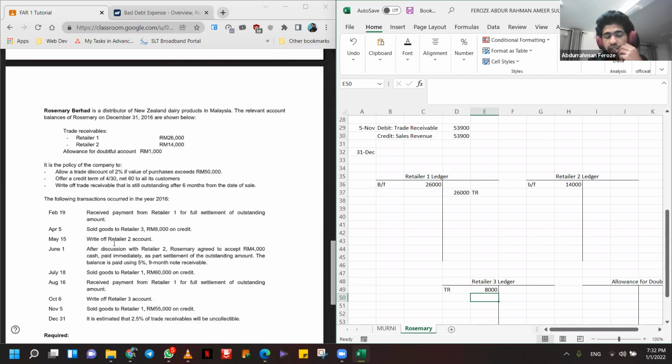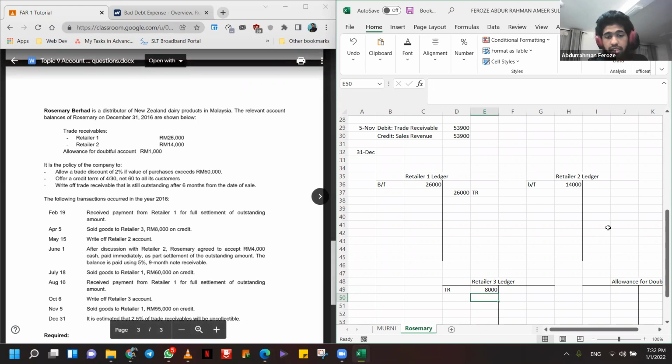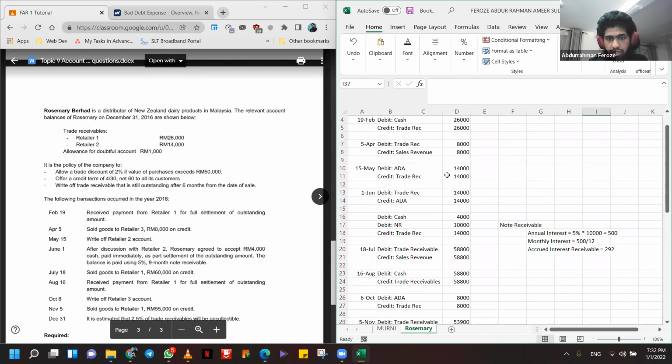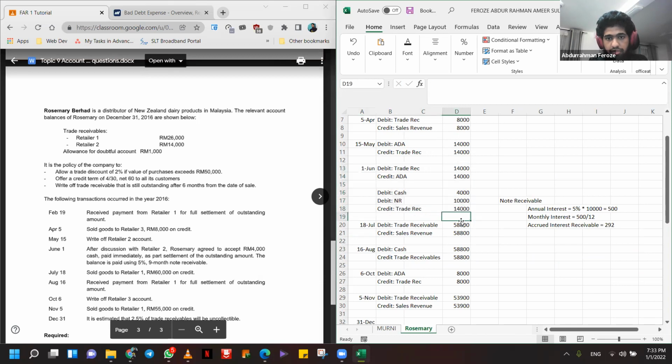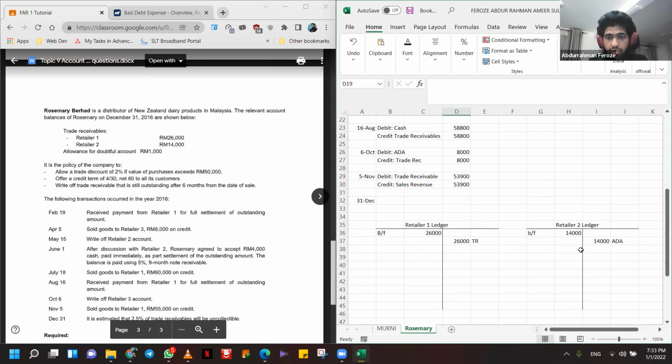On May 15th we write off retailer 2 account. When writing it off, as shown here, we debit ADA and we credit trade receivable. So when it's debited for us, essentially we want to credit for them. So we put 14,000 here, ADA. In our mind, they no longer owe us anything because we have written it off. And then on June 1st is when they agreed to pay us back.